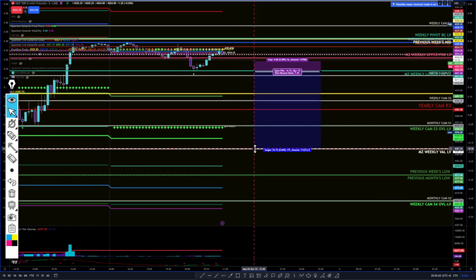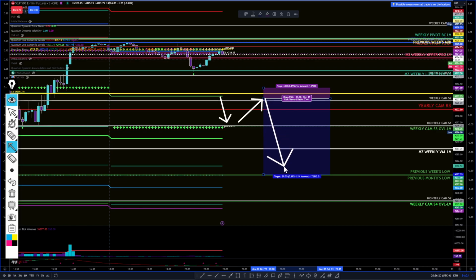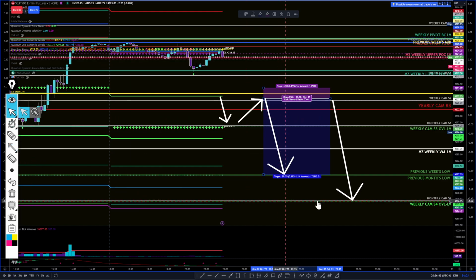If we get a good entry somewhere around here, or even the breakdown of Camarilla S3, let's say price moves down lower by 9:30, and we get this breakdown of Camarilla S3, come back and retest, we could get a nice move to previous week's low, which is 29.75, roughly 30 points. And then we have another target again at the weekly Cam S4, and that's at 42.67.